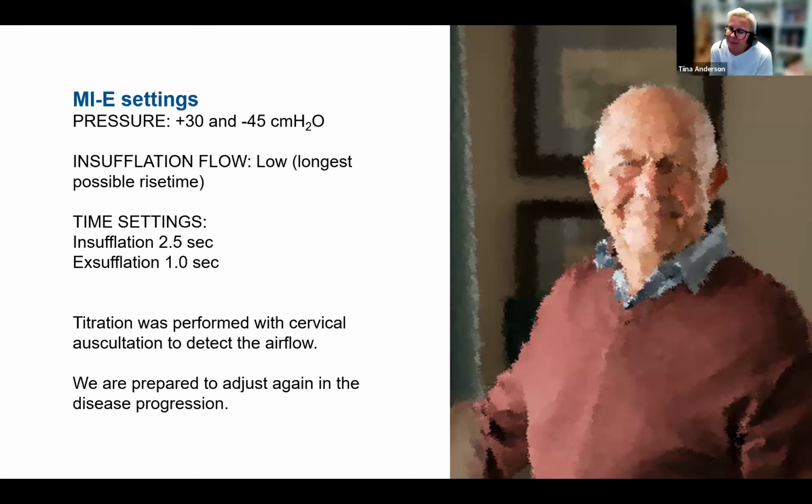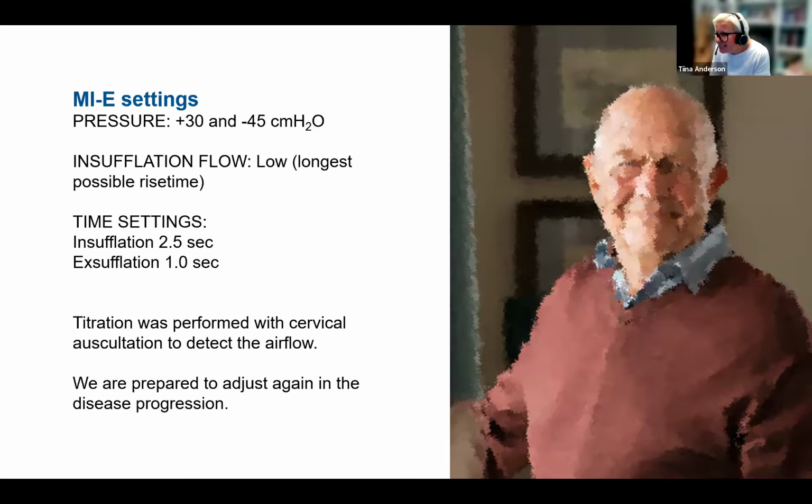Well, so he had originally symmetric settings, plus 40, minus 40, which we changed to plus 30 and minus 45. Insufflation flow, yes, low, longest possible rise time, to not achieve that too abruptly, but we can use 2.5 seconds for that. In that time, that was enough. Okay, but he's a little bit big man, so we could have maybe even a little bit longer time. And very short exsufflation, 1 second with minus 45 centimeters of water.